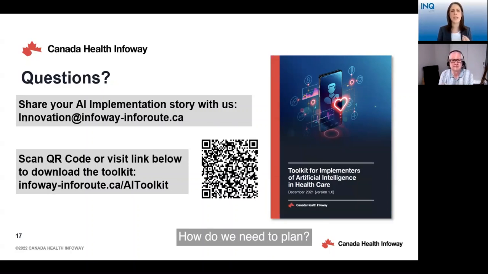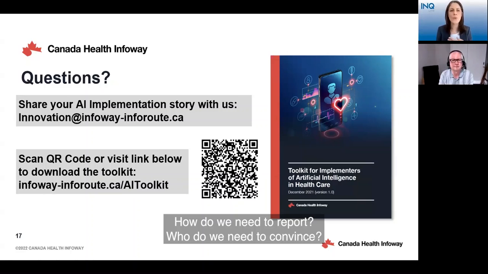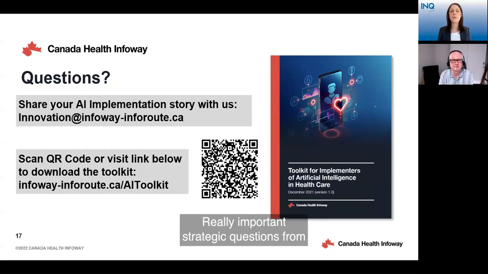How do we need to plan? How do we need to report? Who do we need to convince? What does success look like for us? Really important strategic questions from beginning to end as you go through that process.